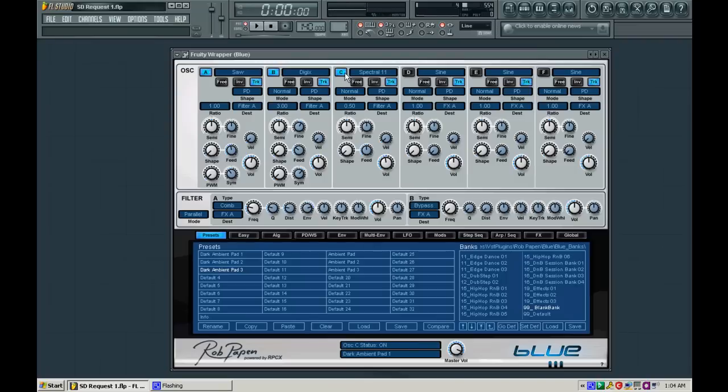So oscillator C is spectral 11, ratio 0.5, and feed is 49%, and volume is minus 11.2 dB. So these are also routed through the comb filter. The frequency is 92 hertz, resonance 25%, distortion doesn't matter. The envelope is plus 27%.